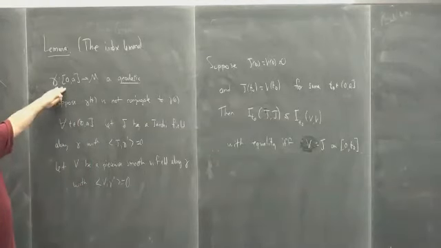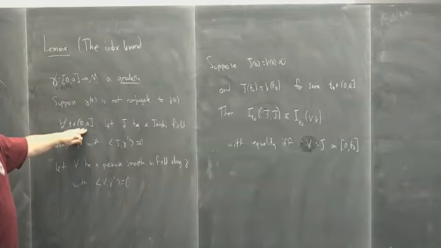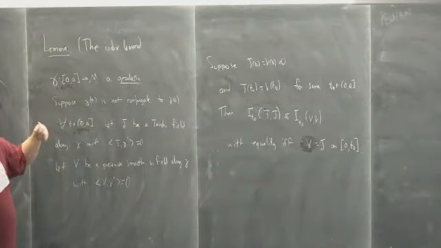We take a geodesic gamma on M, and we suppose that there are no conjugate points to the initial point along gamma. So gamma of T is not conjugate to gamma of zero for all T bigger than zero, less than or equal to A. Remember, that means that there are no non-trivial Jacobi fields that vanish at zero and T for some T positive.